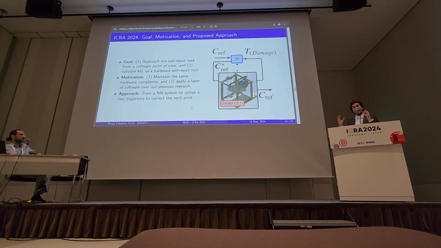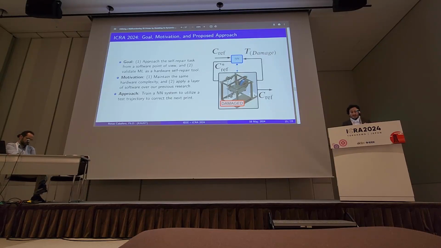We don't want to add more hardware to the printer, we don't want to add cameras, we don't want to make the system more complex, because a more complex system is more difficult to repair. So we want to use the actual software of the 3D printer and try to train a neural network that works inside this actual hardware of the 3D printer to see if we can improve the self-repair process.